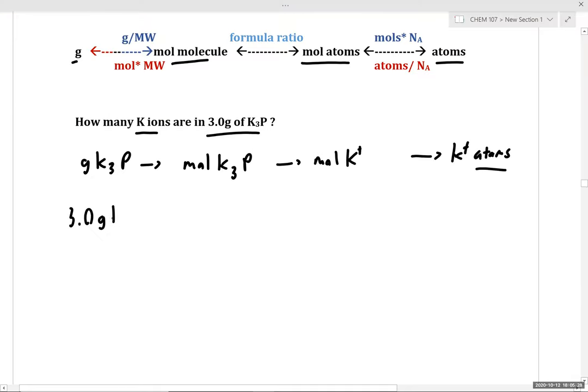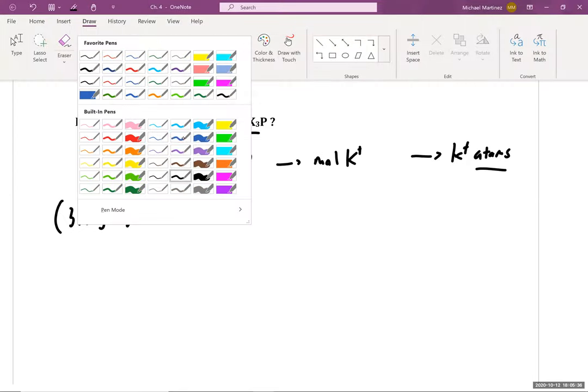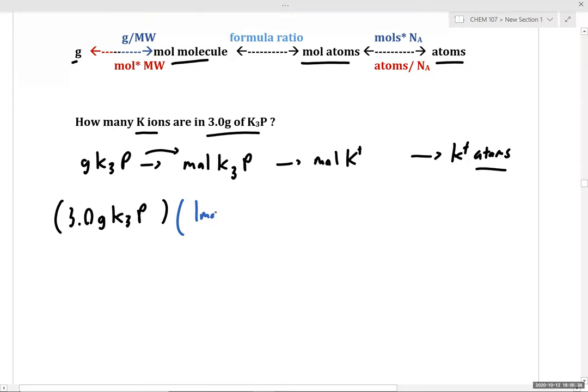I have 3.0 grams of potassium phosphide, and I'm trying to convert to the moles of potassium phosphide. So in 1 mole of potassium phosphide, I have how many grams? Well, that to me looks like a molar mass calculation. So potassium has a mass. What is the atomic mass of potassium? If we break open our periodic table, 30.97. For potassium?